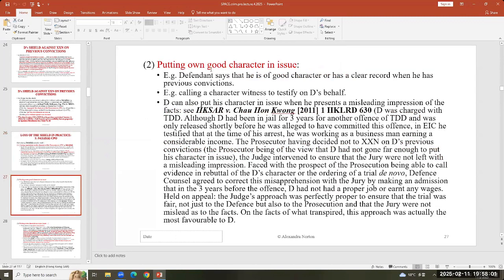But also, if the defendant does go into the witness box or calls a character witness, that's going to also cause him to lose his shield if he says he's of good character when he's got previous convictions, because this is kind of similar to the concept of rebuttal evidence, right? If the defendant says something that's not true, then the prosecution can call evidence in rebuttal to show the reverse. So we talked about this case of Chow Hon Kwon in evidence law as well, about putting your own good character in issue.